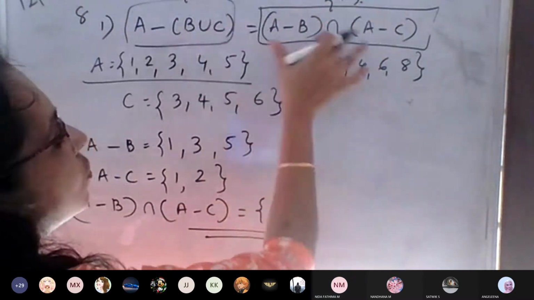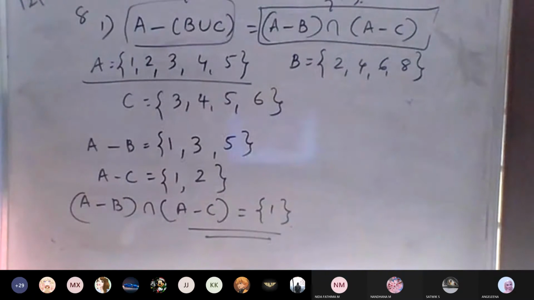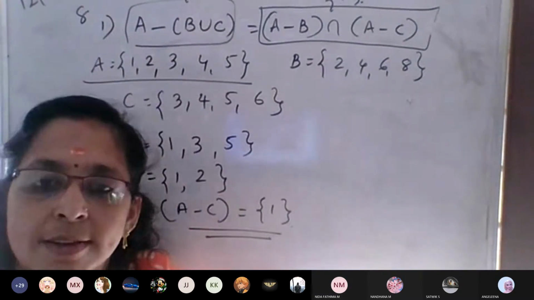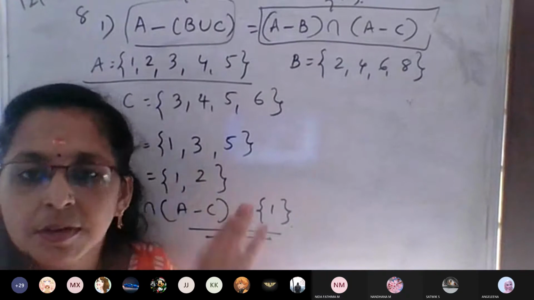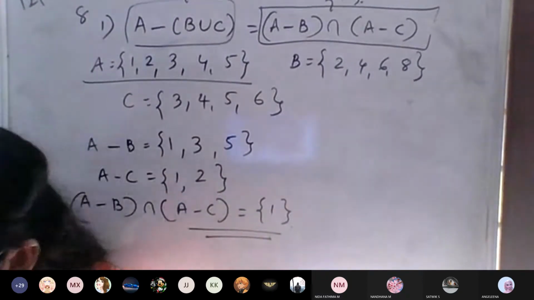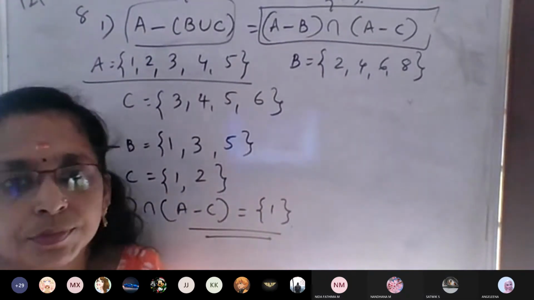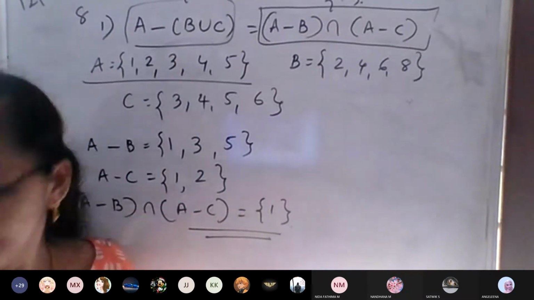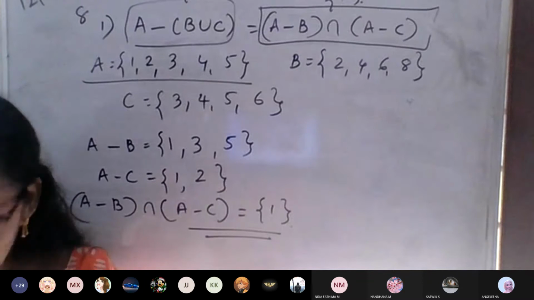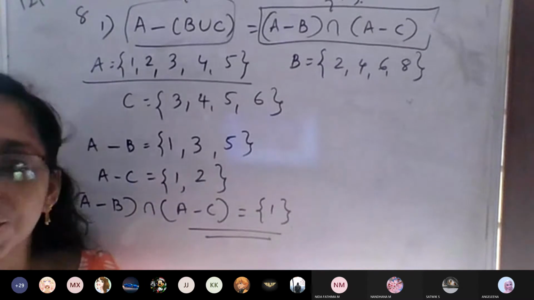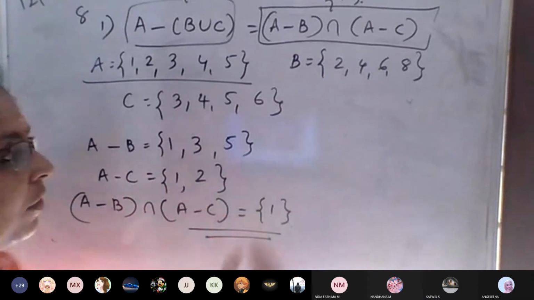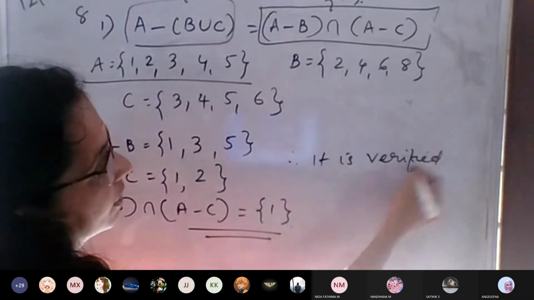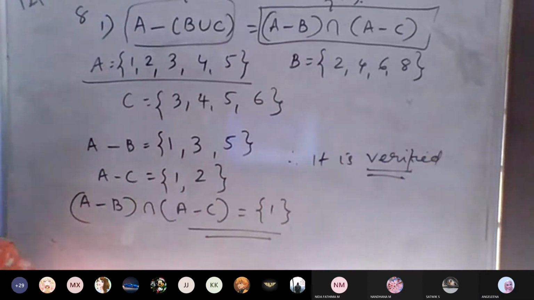So we can say that these two are equal. That means we verified that. Verified means it is correct. Both answers are 1. So we can say that this is equal to that one. Both the values are 1. So therefore we can write, therefore it is verified.